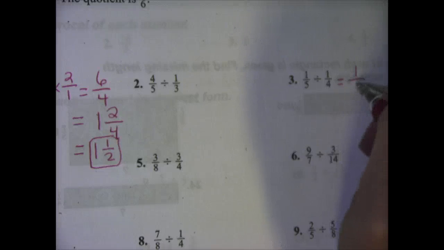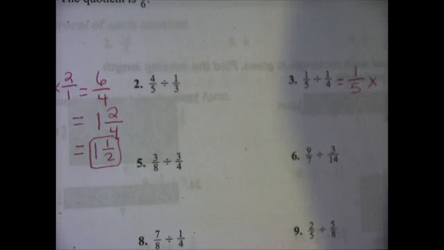Let's take a look at number 3. 1/5 divided by 1/4. So 1/5 stays the same. We change to multiplication, and we take the reciprocal of 1/4, which is 4/1, and then we multiply straight across. 1 times 4 is 4, 5 times 1 is 5, so your quotient or your answer is 4/5.